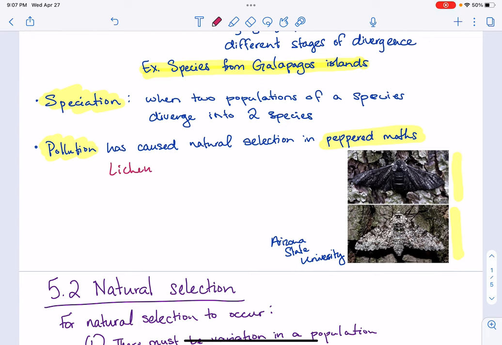It's called lichen. And so normally there was an even distribution of these two, but then because of pollution, the lichen started to die off, and so we saw an increase in these darker peppered moths because they were the ones that were able to hide from predators, and they got eaten less often.